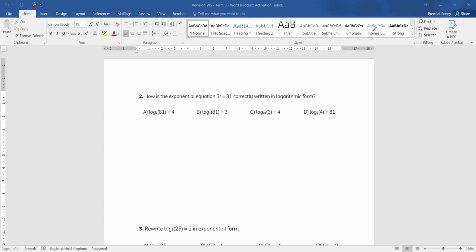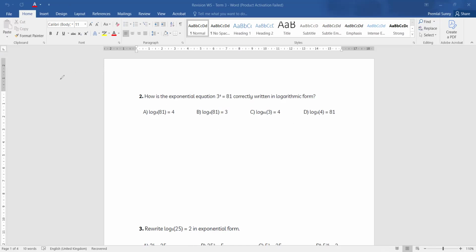Hi, in this video we are going to discuss a few questions from the revision worksheet. Starting with the first question here. How is the exponential equation 3 to the power of 4 equals 81 correctly written in logarithmic form?